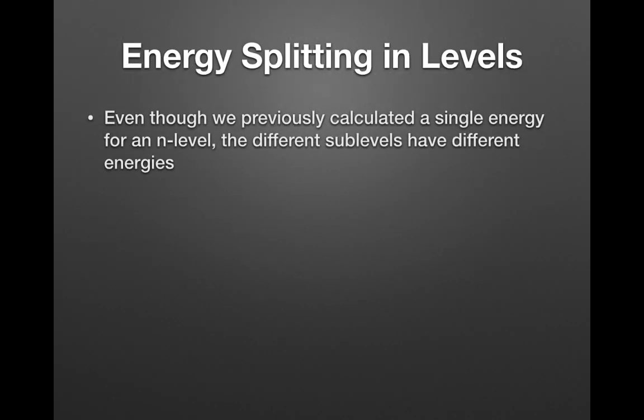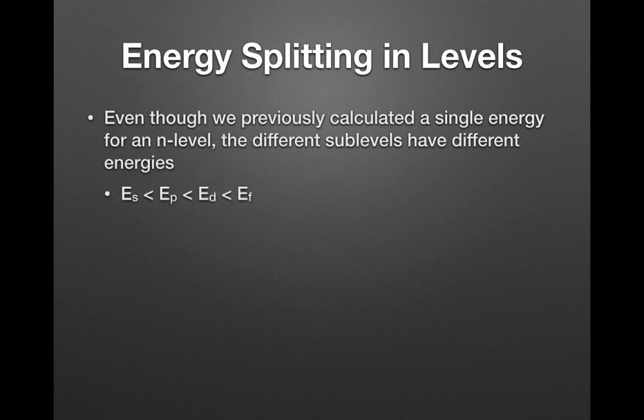Now, when we have more than one sublevel within an n level, so we have different values for L, previously what we did is we calculated a single energy for a single n level. So we looked at what's the energy of the n equals 1, what's the energy for the n equals 2, what's the energy for n equals 3, etc. But as it turns out, the different sublevels or subshells, so S, P, D, and F, etc., actually have different energies within the same level.